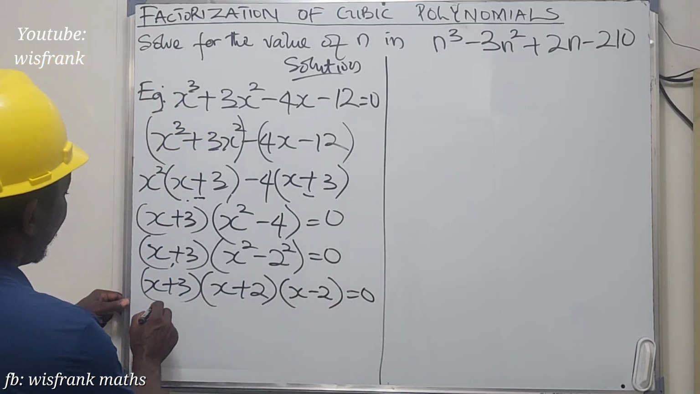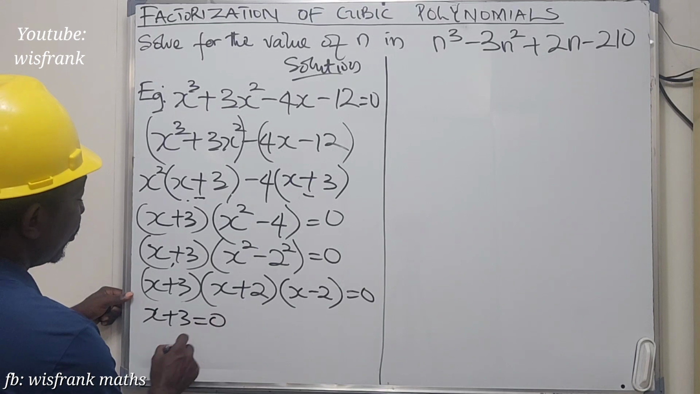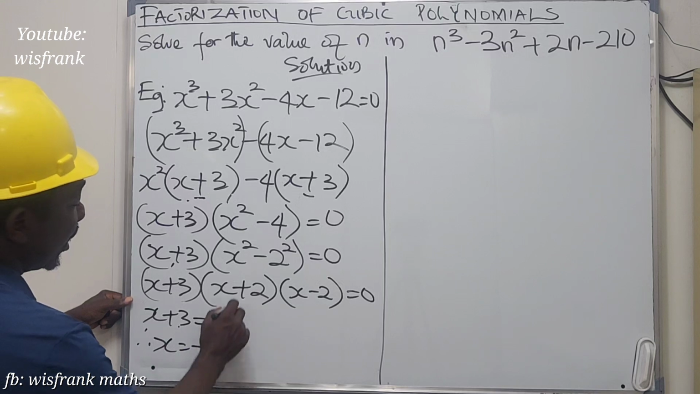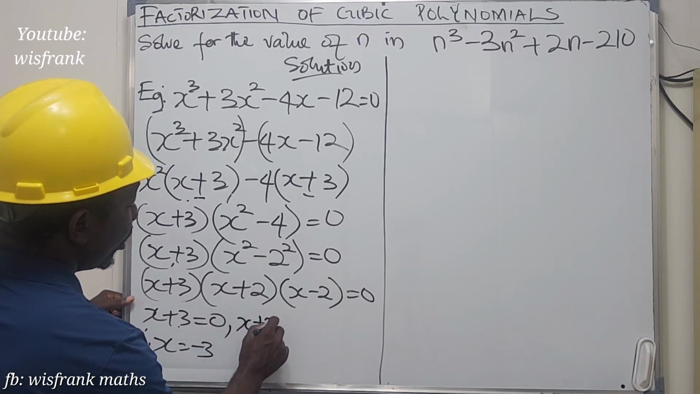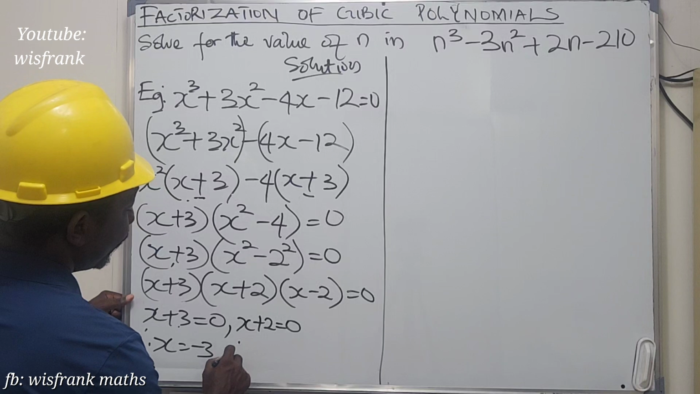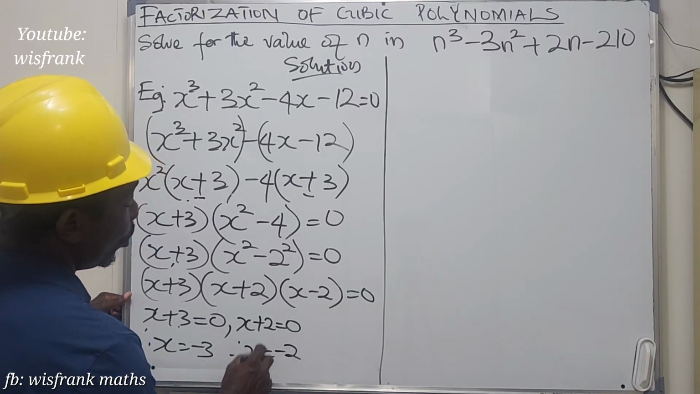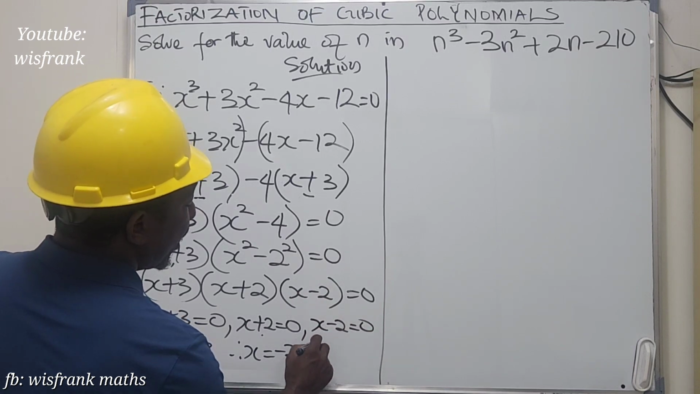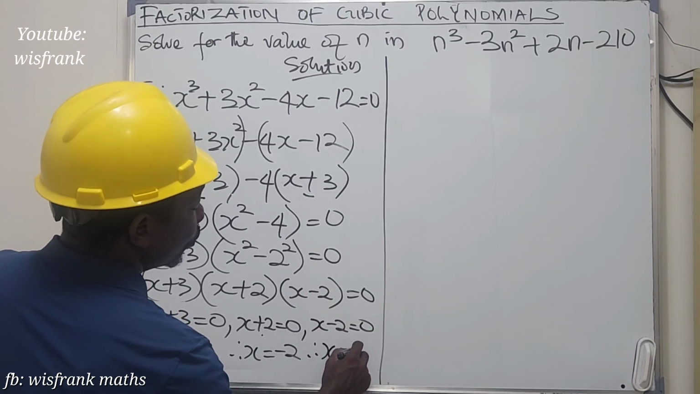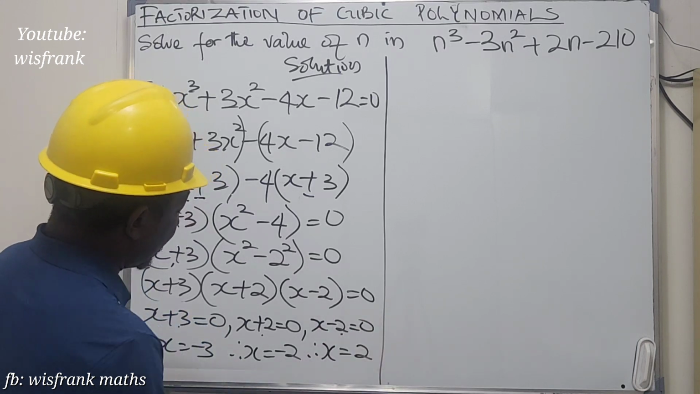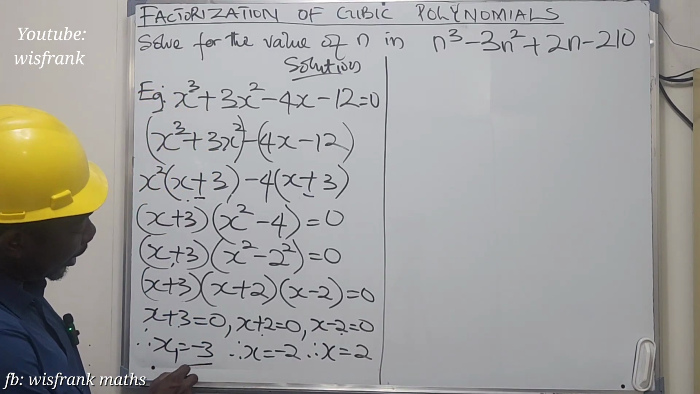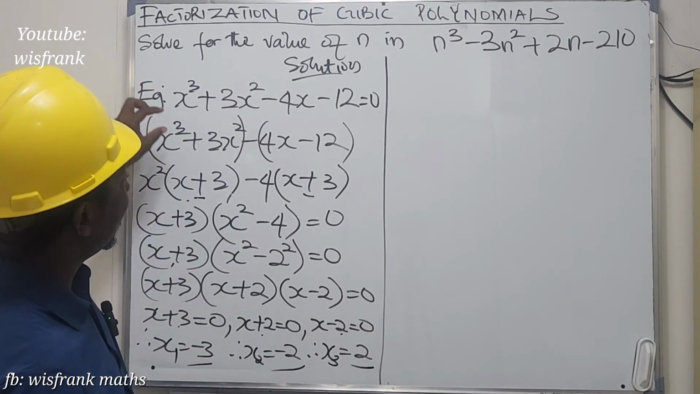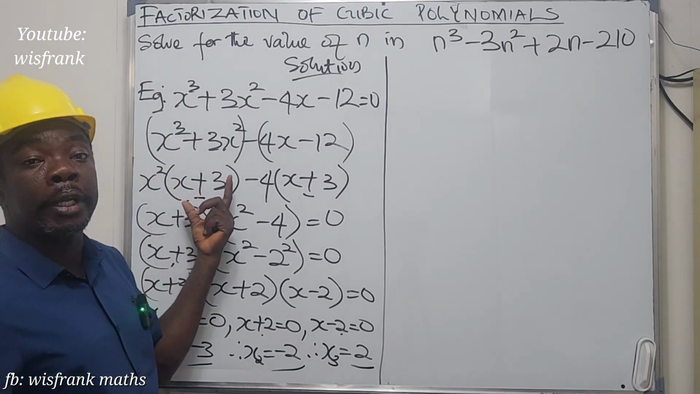Taking one after the other, we have x plus 3 equals 0. Therefore, x equals minus 3 when 3 is transposed to the other side. Then we take the next one: x plus 2 equals 0, therefore x equals minus 2 when 2 is transposed to the other side. Then x minus 2 equals 0, therefore x equals 2 when minus 2 is transposed to the other side. So the value of x1 is minus 3, the value of x2 is minus 2, and the value of x3 is 2. So it satisfies this expression for this cubic equation.